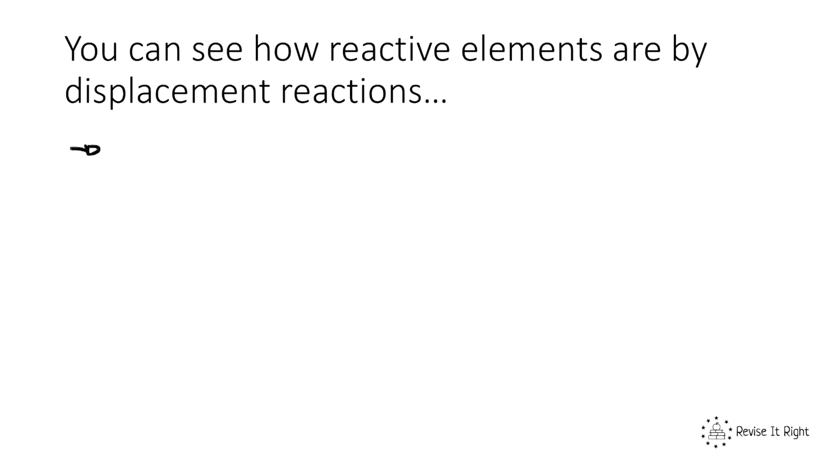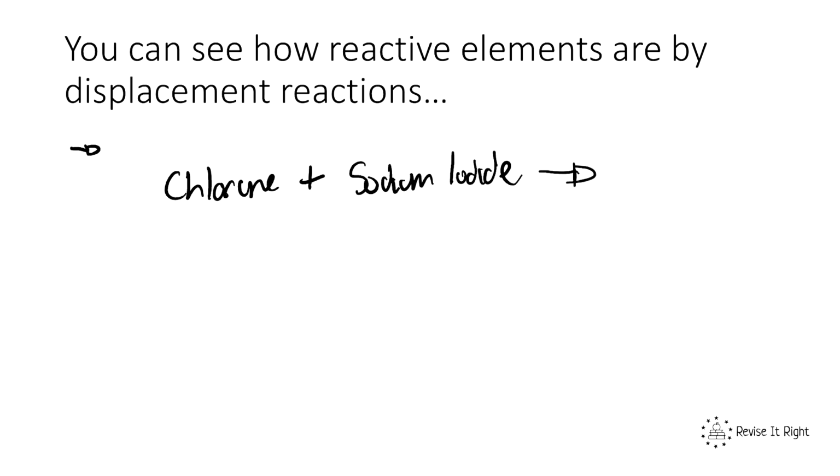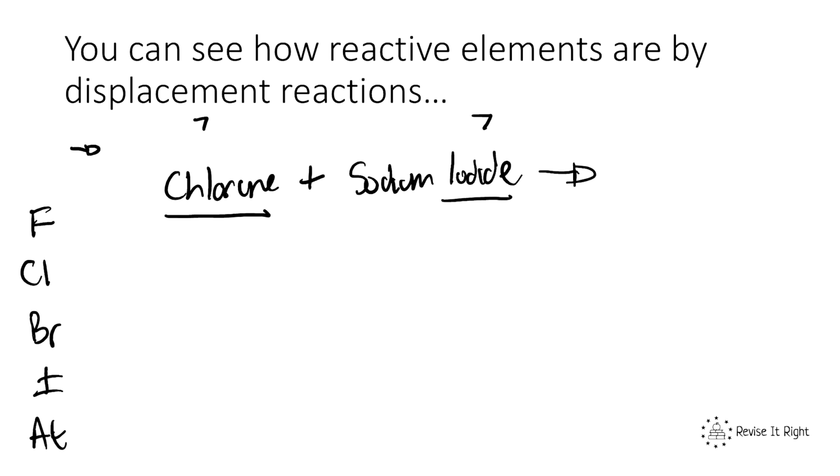So for example, we have chlorine and we have sodium iodide. Okay, now chlorine is group 7 and iodine is group 7. So to work out whether or not chlorine will take the place of iodine, we need to look at our periodic table, which I'm drawing out for you here, and you need to remember as you go down the group, they become less reactive.